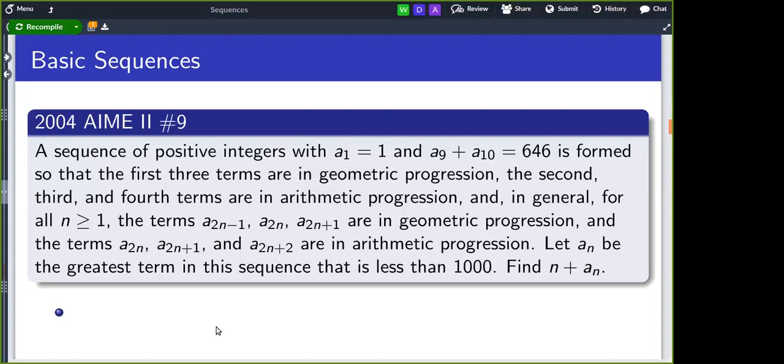So let's get started with what we know. All we know is the first term, the sum of two terms way back in the sequence, and then the structure of the sequence. So let's start with the first couple of terms. We know that A1 is 1, and the first three terms form a geometric sequence. It's not completely arithmetic or geometric, but we can write the first three terms.